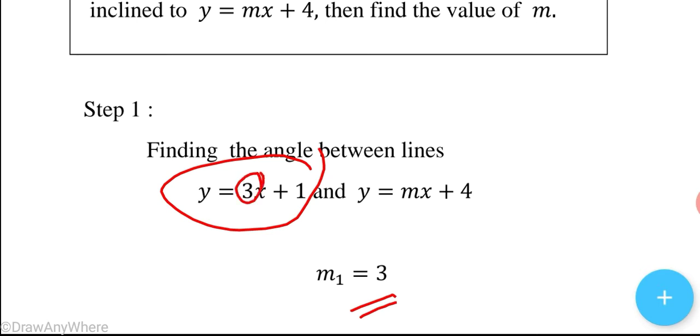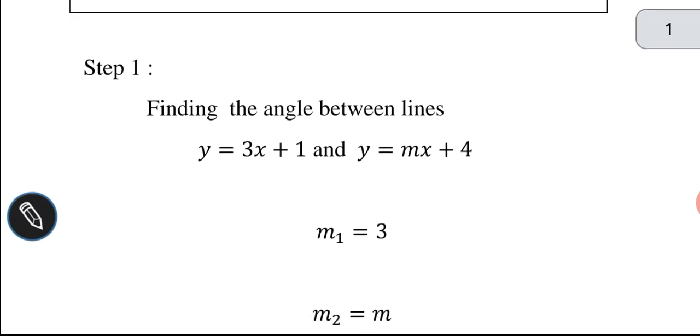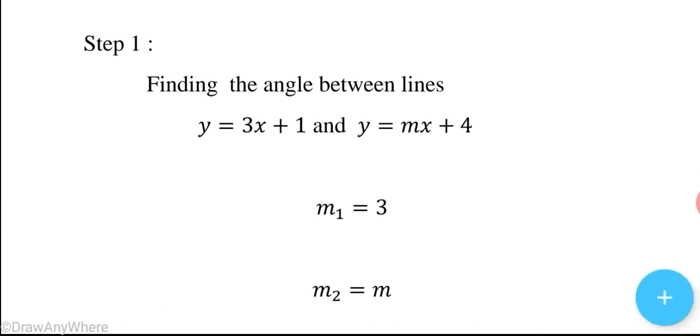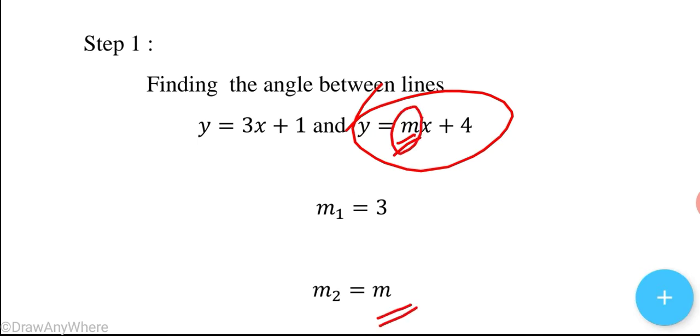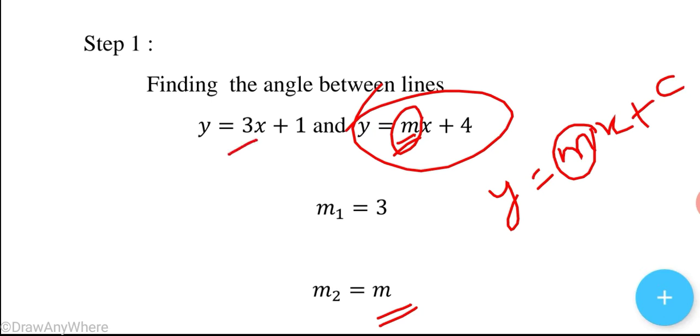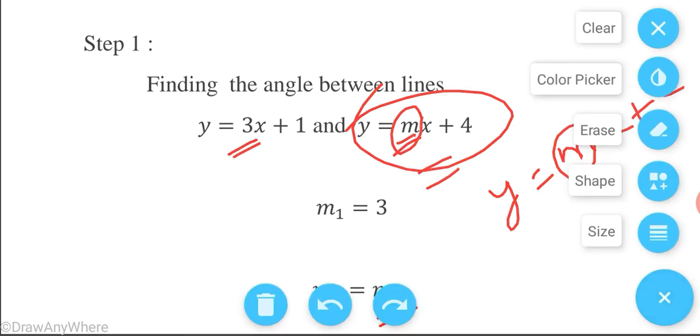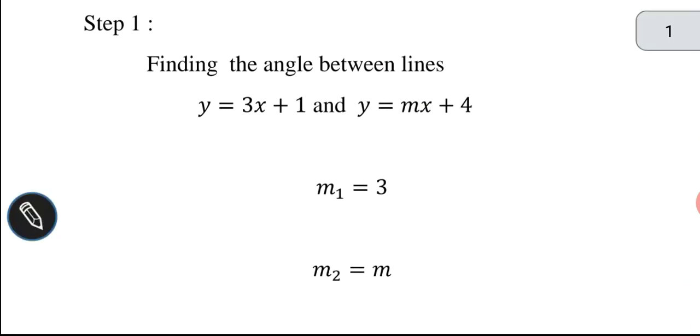For this line the slope m is 3, the coefficient of x. For slope m2, from this line the slope is m. Here the coefficient of x is m. Suppose the line is of the form y equal to mx plus c, then m is the slope. So here the slope is 3, here the slope is m. So m1 is equal to 3 and m2 equal to m.